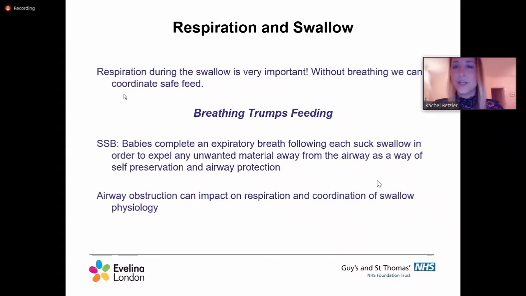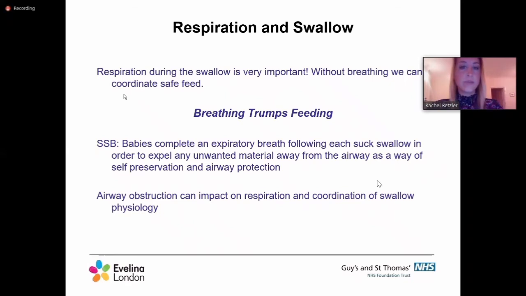It's very important to note and keep in mind respiration when thinking about swallowing, as swallowing and respiration come hand in hand. If our respiration is disrupted, such as if a child has an upper airway obstruction, so is the coordination of our swallow. Therefore, breathing trumps our feeding. When you think about babies and infants, a complete and natural expiratory breath follows their suck and swallow to expel and clear any unwanted material from the airway.